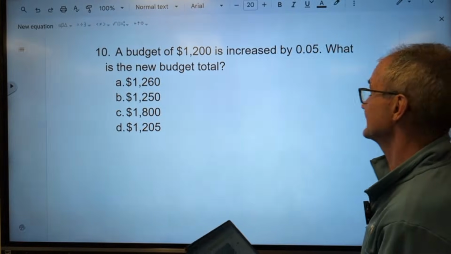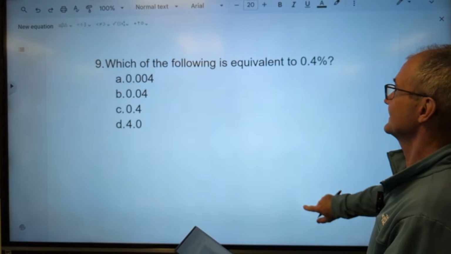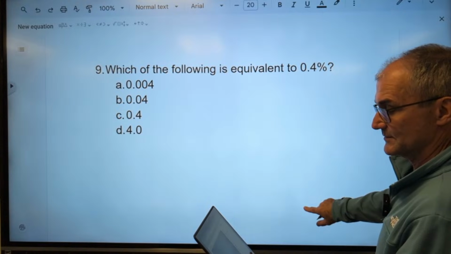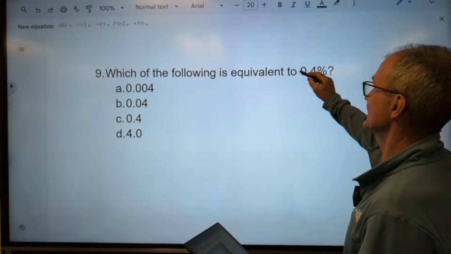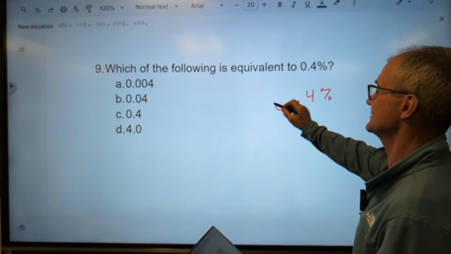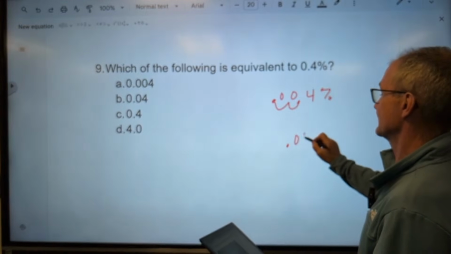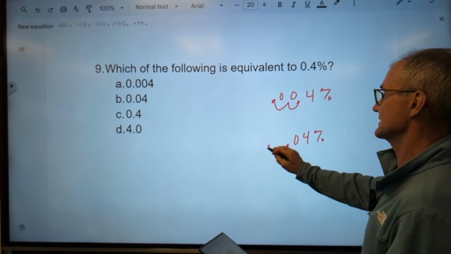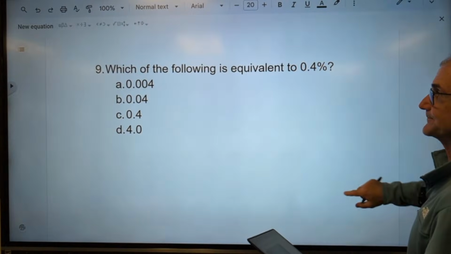Actually, let me pause here and go back to the last one. There's a question on the last one. It's saying 0.4%. So it says 0.4%. I go over 1, 2 to get 0.004. If it were, say, 0.04%, it's not, but if it were that, I'd still go over 1, 2 to get 0.0004 as a decimal equivalent.